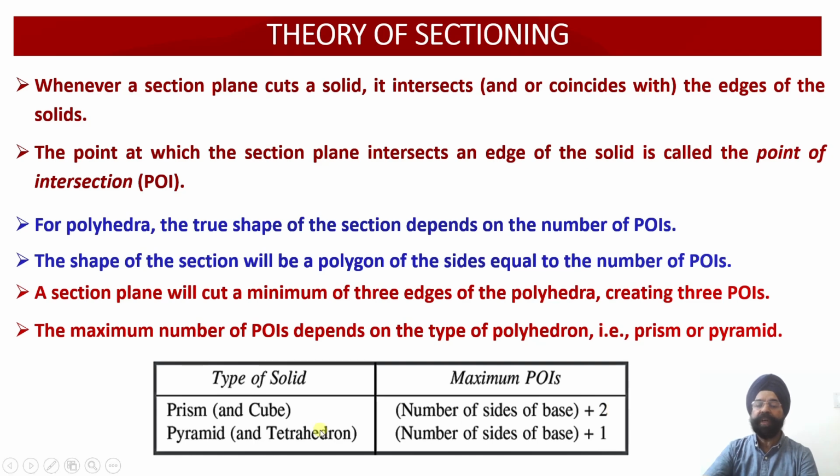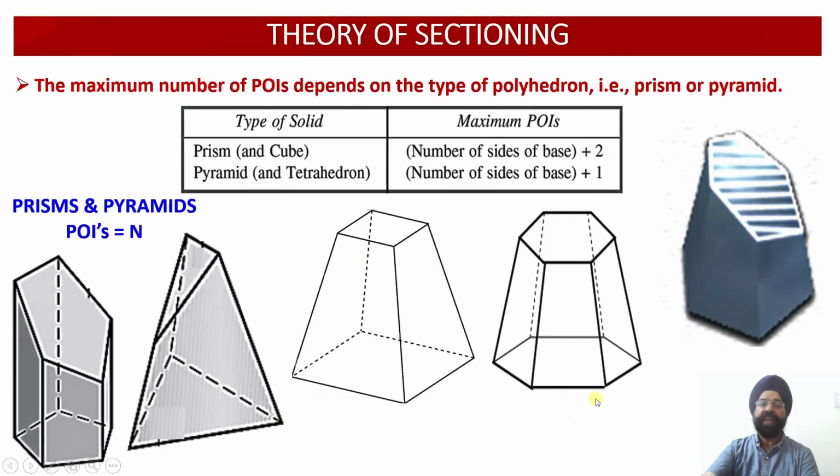So we must remember the maximum number of points in which a cutting plane can cut a solid. In case of prism and cube, it can be n plus 2. In case of pyramids, it can be n plus 1 maximum. So here you can see, as I have told you, in 85% of the cases or even 90% of the cases, the cutting plane is going to pass through all the vertical generators basically. Just see, these are the vertical slant edges of the pyramid.